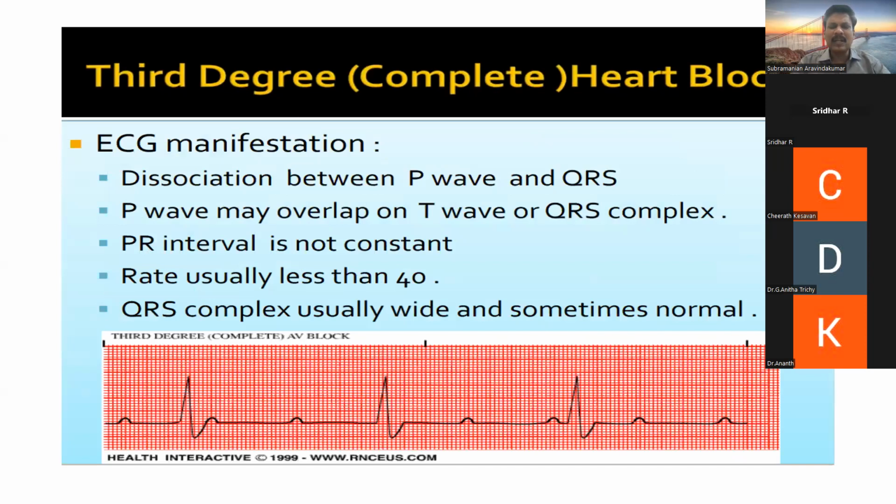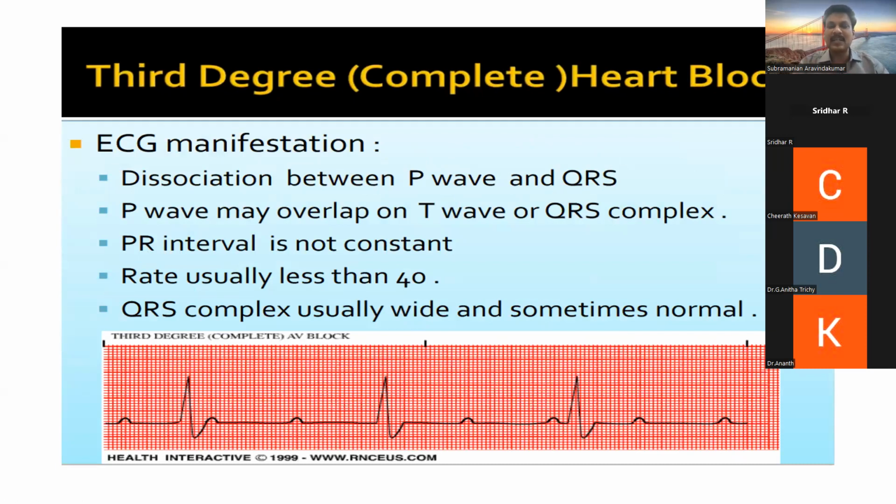Whichever is dominant can take charge. Here, you have to see whether there is an AV association. So how do you see it? Dissociation between the P wave and the QRS. That is the salient hallmark of complete heart block. In type 2, there was intermittent loss.